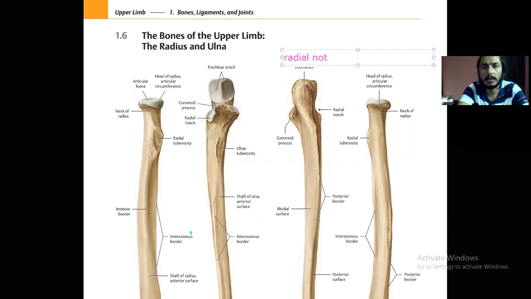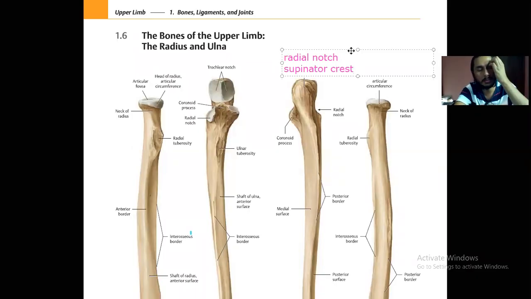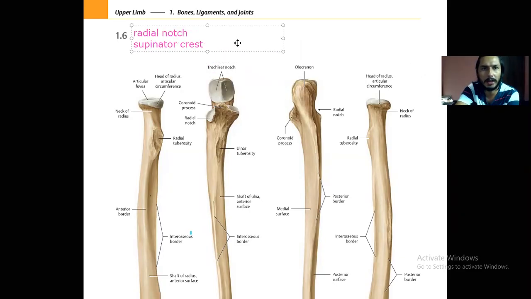You will see the radial notch, and the depression or impression to accommodate the radial tuberosity. Just remember this, the supinator crest. While reading the muscle attachments, the supinator muscle arises from the supinator crest, and also from the depression just below it. While reading the muscle attachment, it is useful.